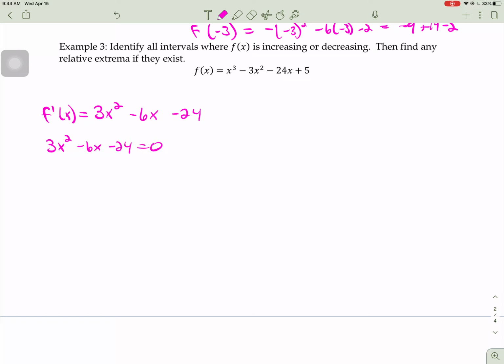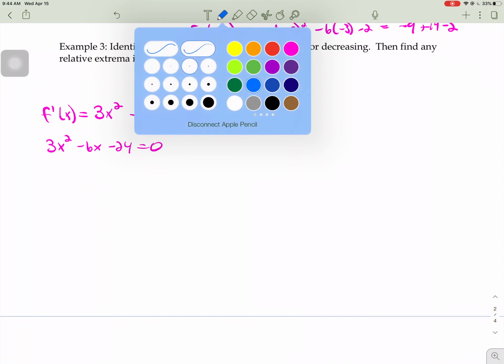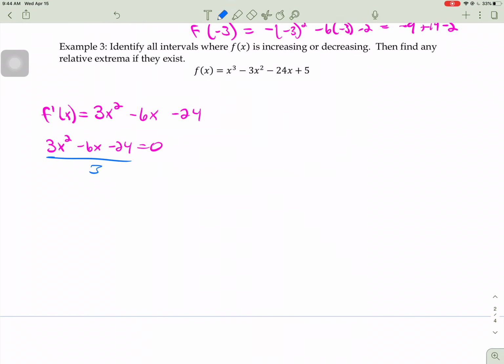And now we have to do a little factoring. GCF, right? Divide everything by 3. So we get x squared minus 2x minus 8 equals 0. What adds and multiplies, x minus 4, x plus 2. So we get critical values of 4 and negative 2.